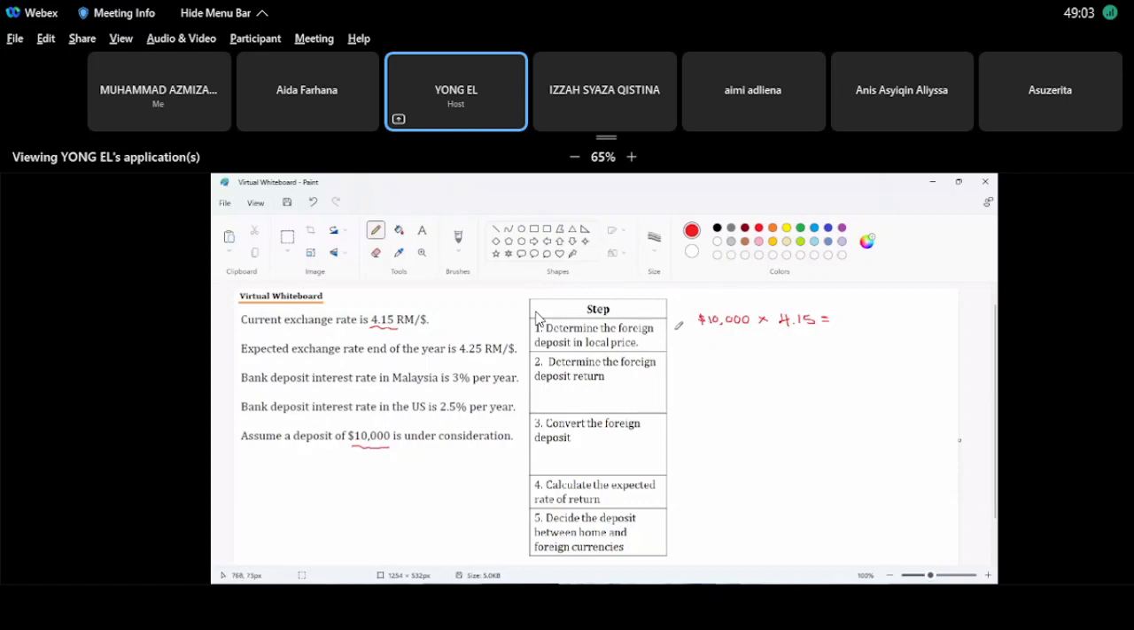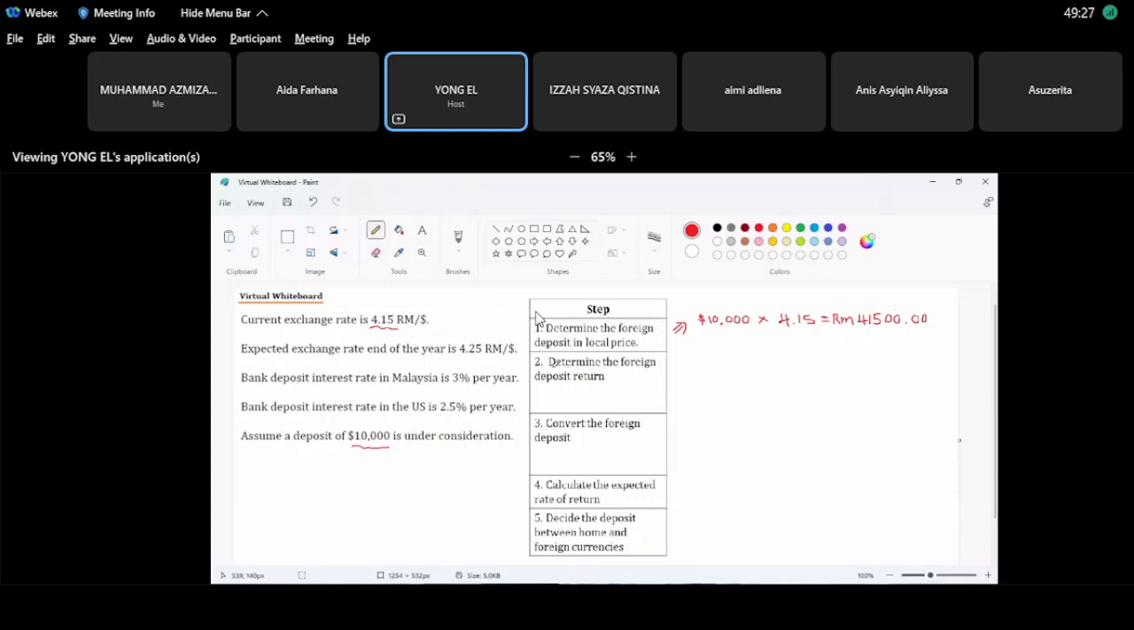41500. Thank you. Okay. This is RM 41500. This is the amount of money in terms of local currency that you need to pay in order to get the 10,000 US dollars. This is step number 1, right?